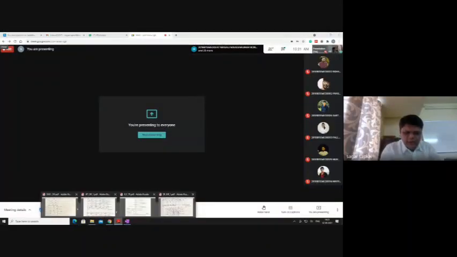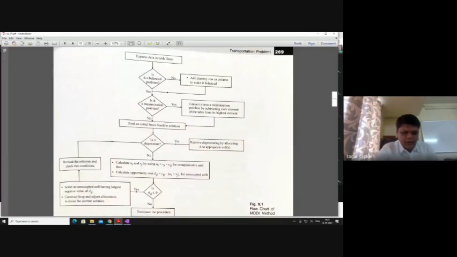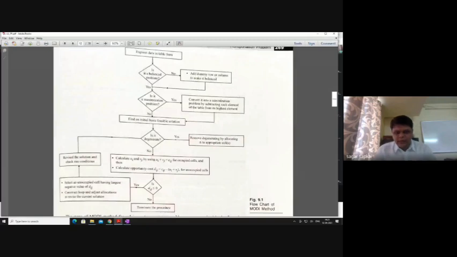I will just show you the flow chart of the transportation problem. This is called the flow chart of the MODI method, or it can be considered a flow chart for solving the entire transportation problem. First of all, whatever data is given to you, you have to express that data in table form or tabular form, and then check whether it is a balanced problem or not.